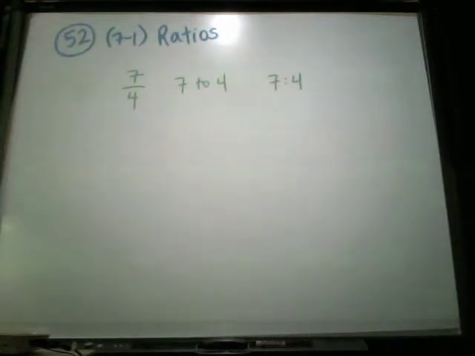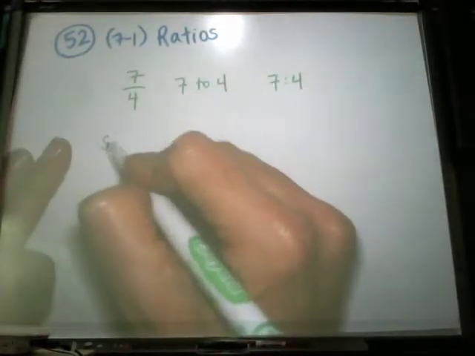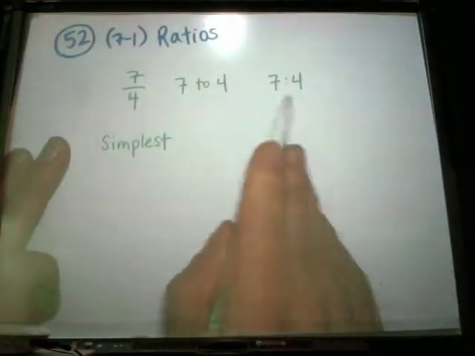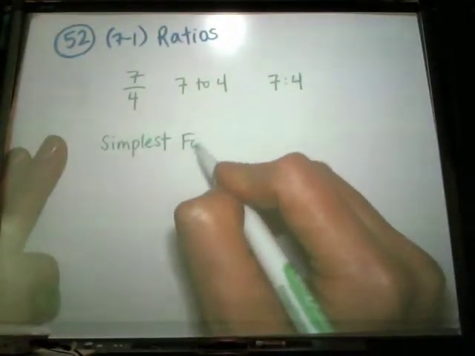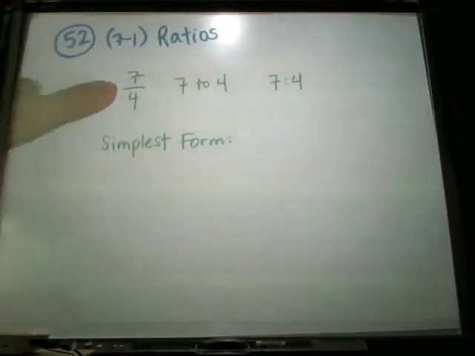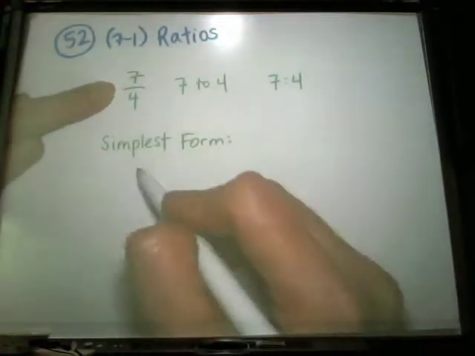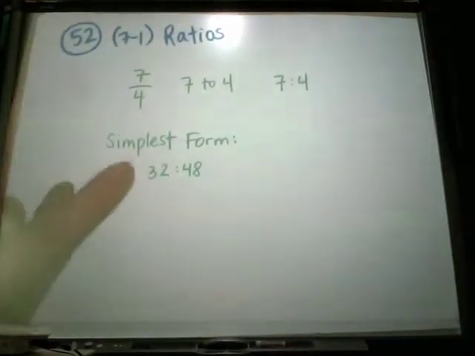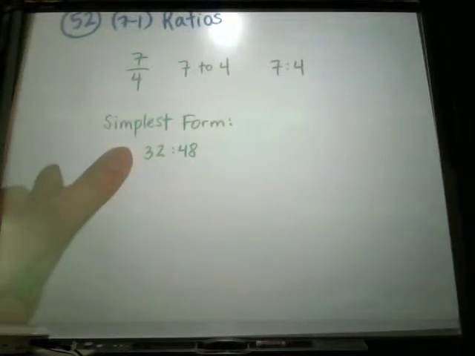Now, to do it in simplest form, the ratio might be given to you in one of these three ways. If you are asked to put it into simplest form, I'm going to suggest you look at it like a fraction, because you guys are used to simplifying fractions. So for example, if I said 32 to 48 was the ratio, and you're asked to put it in simplest form, you can leave it like this.